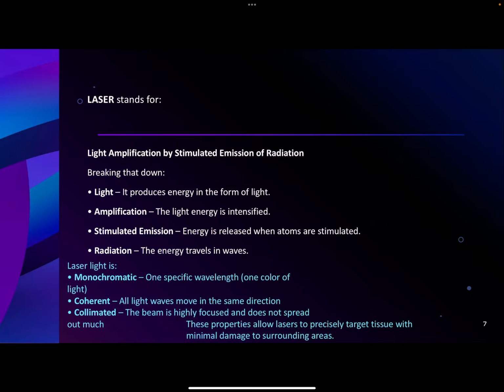So the laser is monochromatic: one specific wavelength, one color of light. Coherent: all light waves move in the same direction. Collimated: the beam is highly focused and does not spread out much. These properties allow the laser to precisely target tissues with minimal damage to surrounding areas.